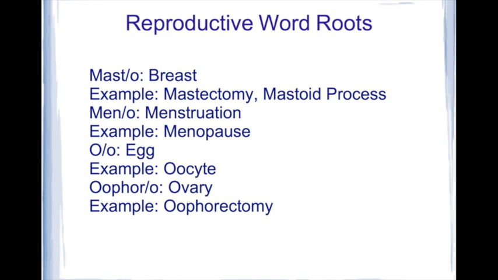Salpingo. How about salpingitis? Inflammation of this. Now these are the structures you find between the ovaries and the uterus that egg cells travel through. It's where the majority of fertilization of an egg cell takes place. Fallopian tubes. Okay, so salpingitis, inflammation of the fallopian tube.